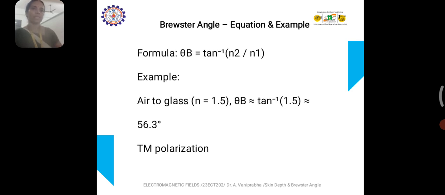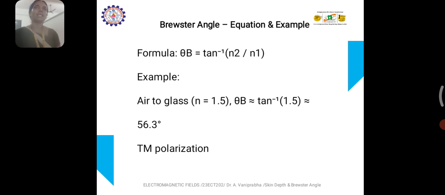The formula for finding the Brewster angle, theta b, where b represents Brewster, is tan inverse of n2 by n1. For example, consider light rays traveling from air to glass. We know the refractive index is equal to 1.5. Then the Brewster angle is tan inverse of the refractive index, which is equal to 56.3 degrees. This only applies to polarized waves.